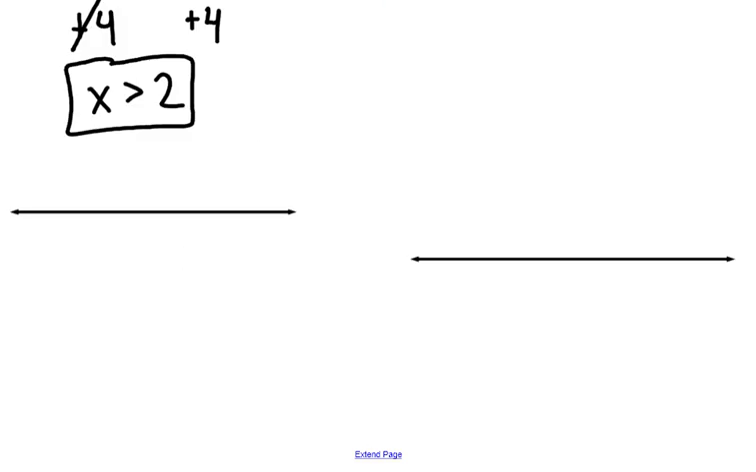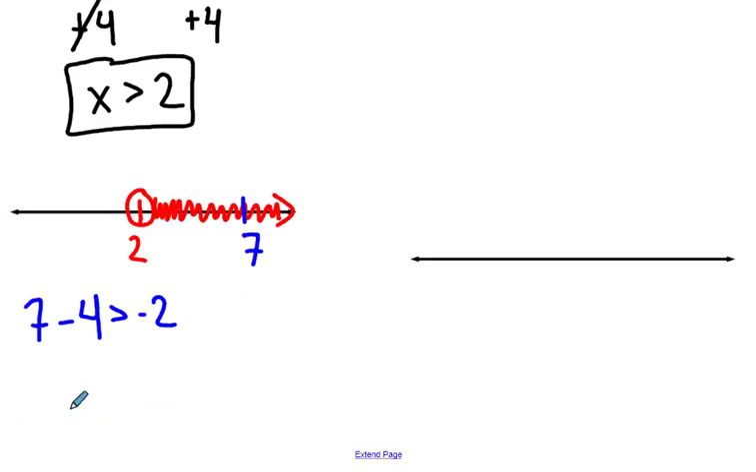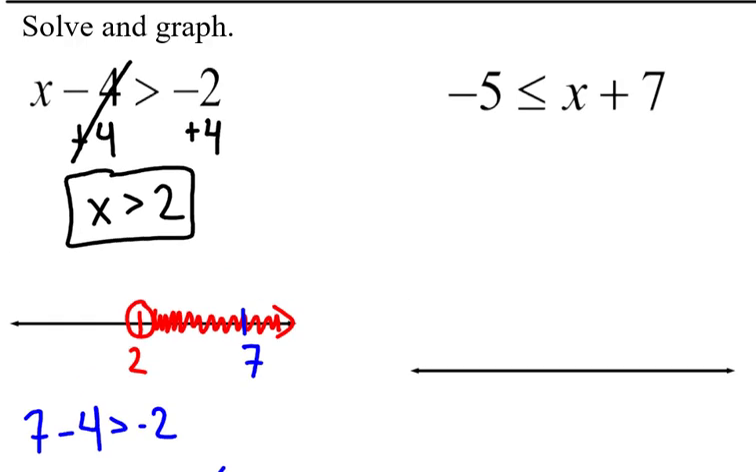Now I'm going to graph it. So I draw in a number line. 2 is my key point. Circle, I want all the values that are greater than 2. If I pick any value bigger than 2, it should make a true statement. Let's check. Here's a number bigger than 2. How about, I don't know, 7? If I put 7 in here, 7 minus 4, is that greater than negative 2? Well, 7 minus 4 is 3, and 3 is definitely greater than, or to the right of, negative 2. So this checks out. So 7 works because it's in the solution set.